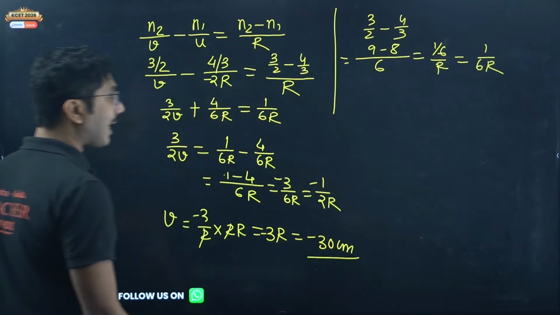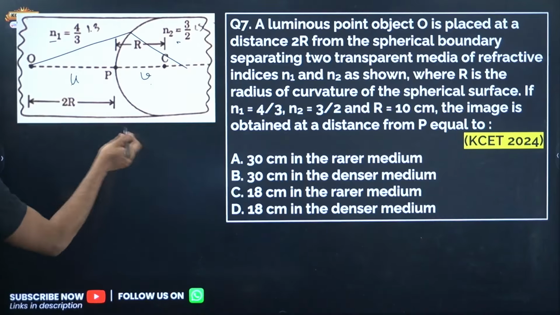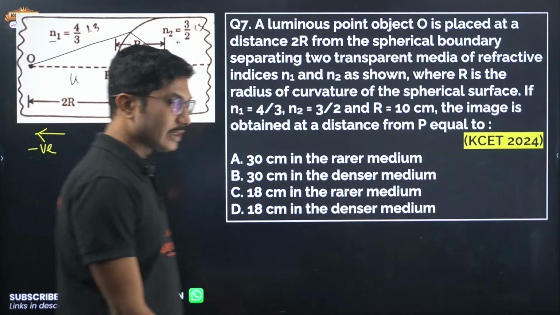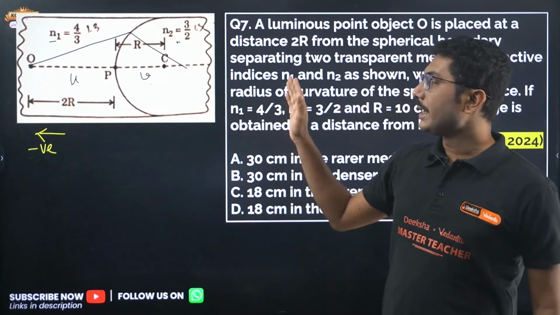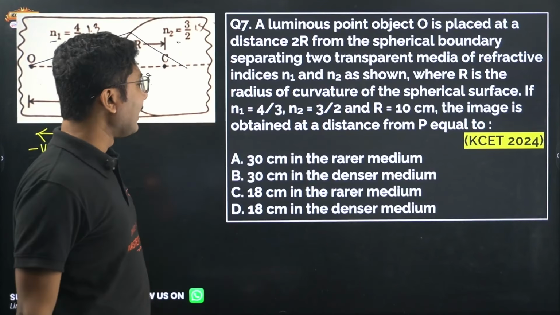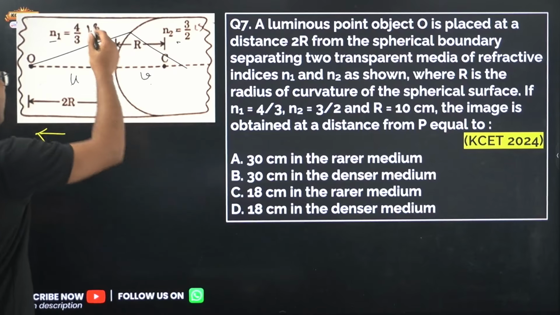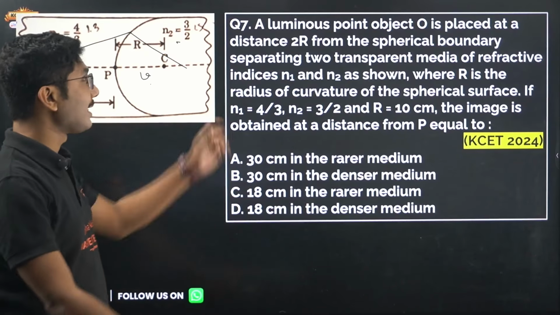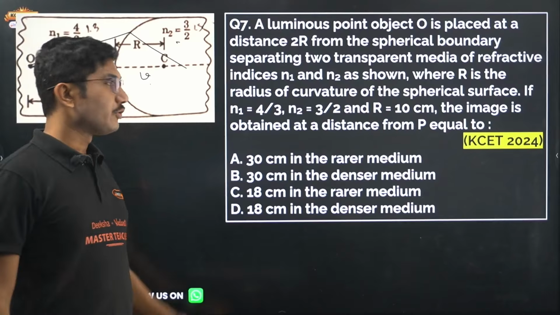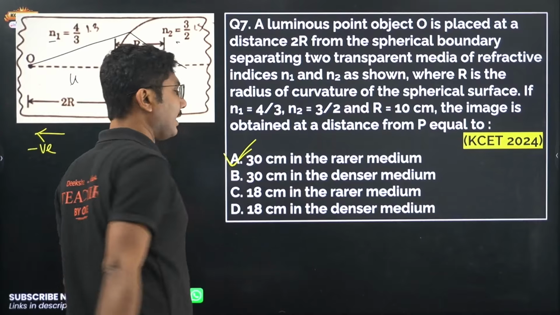Now what is the meaning of minus 30 centimeter? Minus 30 centimeter means the image is located on this side, on the negative x-axis, right? Minus 30 centimeter represents a distance on the negative x-axis, that is in the first medium itself. So we will get the image at 30 centimeter in the rarer medium. This is rarer. 4 by 3 is rarer than 3 by 2. If you calculate, you will get 1.33, and this will be 1.5. So this is the rarer medium. So 30 centimeter in the rarer medium, that is option A is correct.